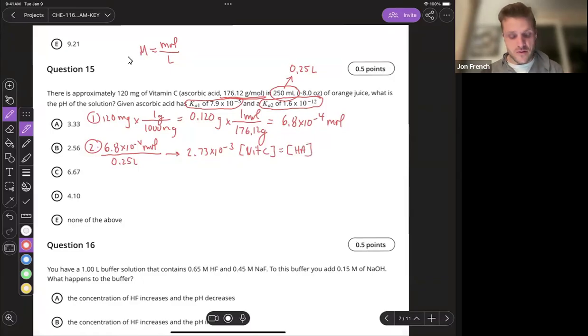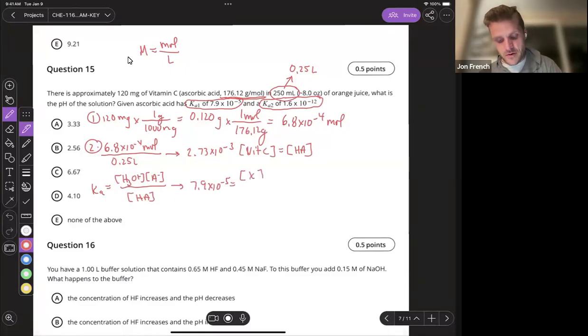So this is my concentration of my vitamin C, which is my concentration of my weak acid, basically. So we have a Ka calculation, right? Ka equals hydronium times conjugate base all over my weak acid. So 7.9 times 10 to the minus 5 equals, right? I don't know hydronium. I don't know conjugate base. My concentration of the acid is 2.73 times 10 to the minus 3.